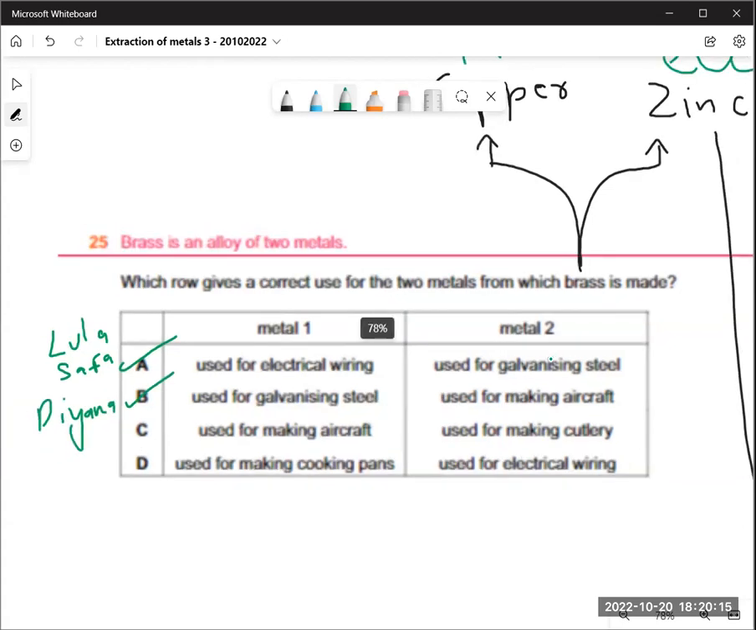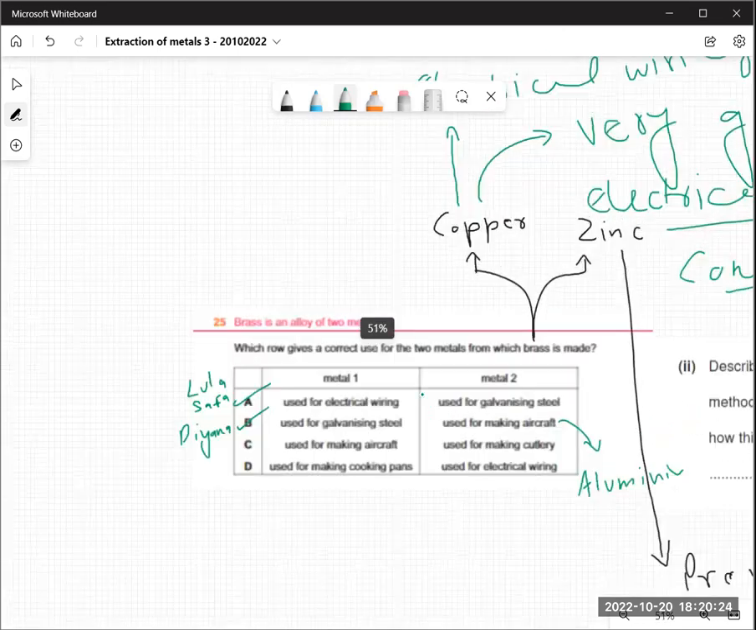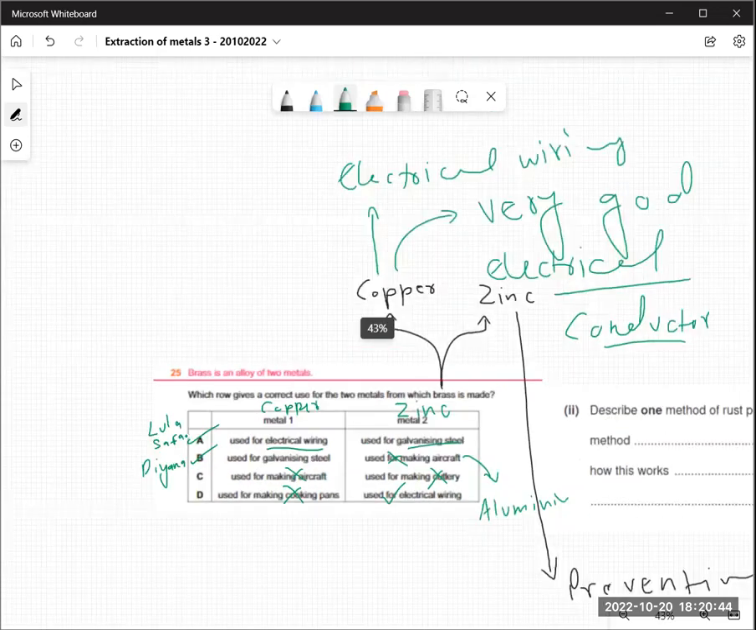Yeah. Because zinc is not for aircraft. Aircraft is aluminium. Always. Only aluminium. But brass does not have aluminium. It only has copper and zinc. So let's take this as zinc and this as copper. It must be electrical wiring and galvanizing. This does have galvanizing, but this has aircraft, obviously wrong. Cutlery, no. Electrical wiring, that's correct, but not cooking pans, so that's wrong. So the only correct option is A.